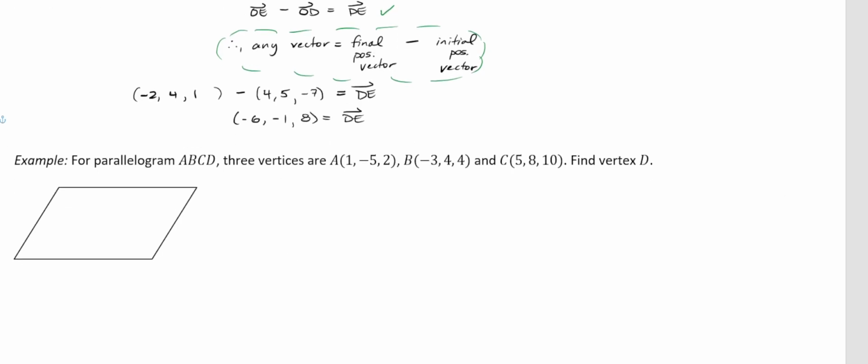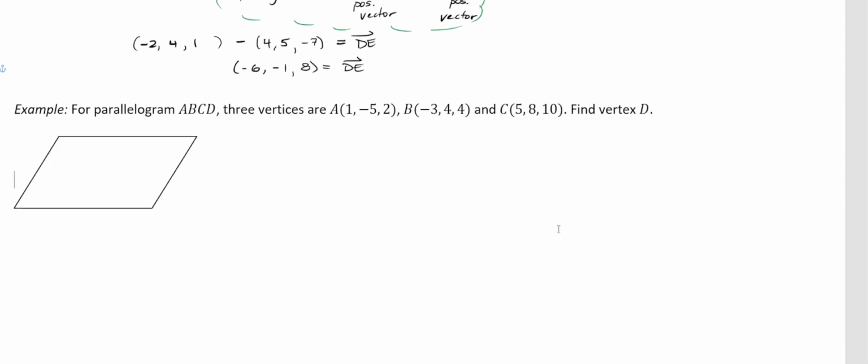For parallelogram ABCD, 3 vertices are A (1, -5, 2), B (-3, 4, 4), and C (5, 8, 10). Find vertex D. What I'm going to do is assign corners of this parallelogram A, B, C, and D. I don't know what point D is, so I'm going to label that X, Y, Z. And then I'm going to write a let statement: let x, y, z represent point D.